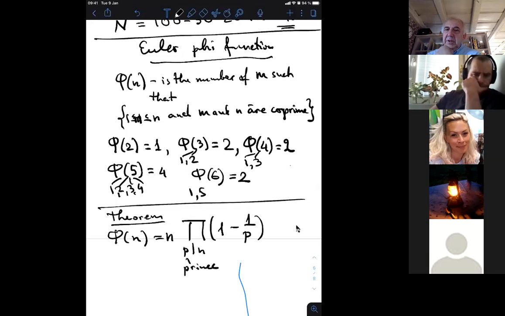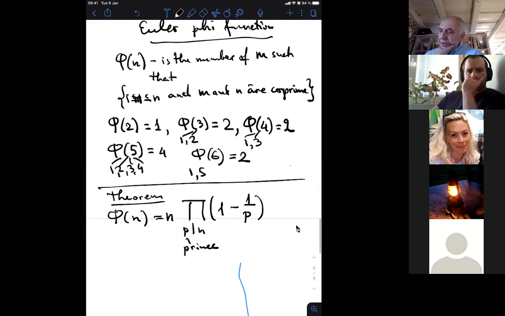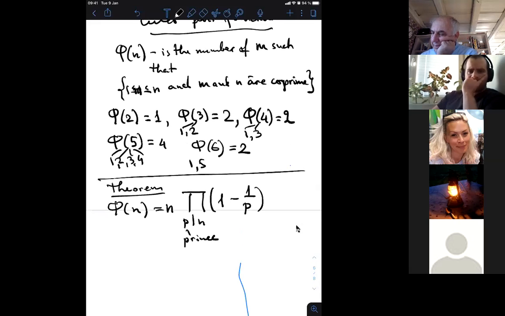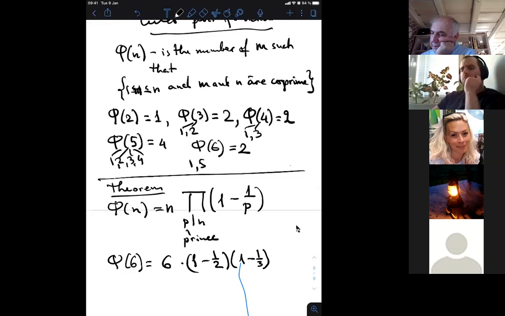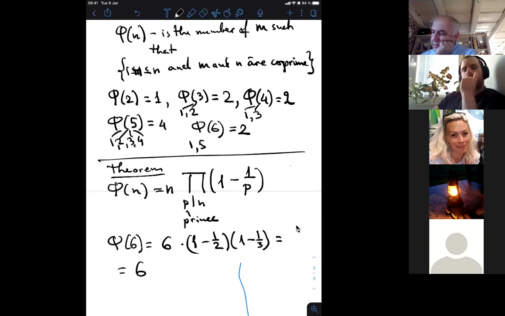So for example, let us check that phi of 6 is actually 2. What about phi of 6 according to this formula? It should be 6 times 1 minus 1/2, and 1 minus 1/3. These are all primes which are dividing 6. And now we get 6 times 1/2 times 2/3. So this thing cancels out and we're getting 2.